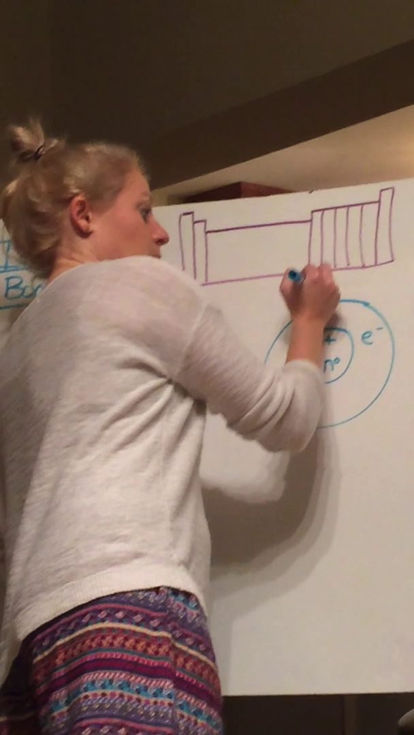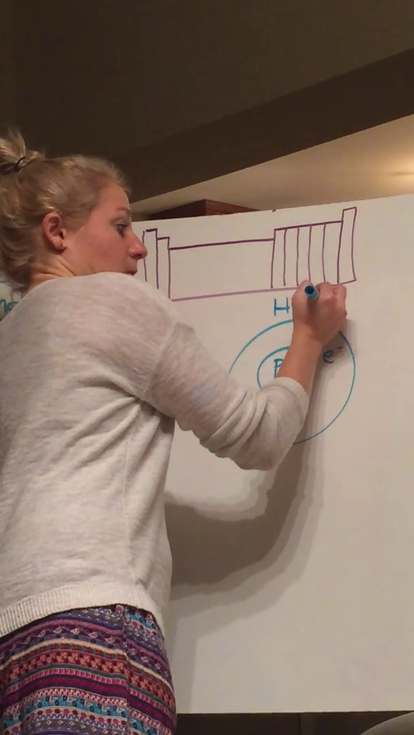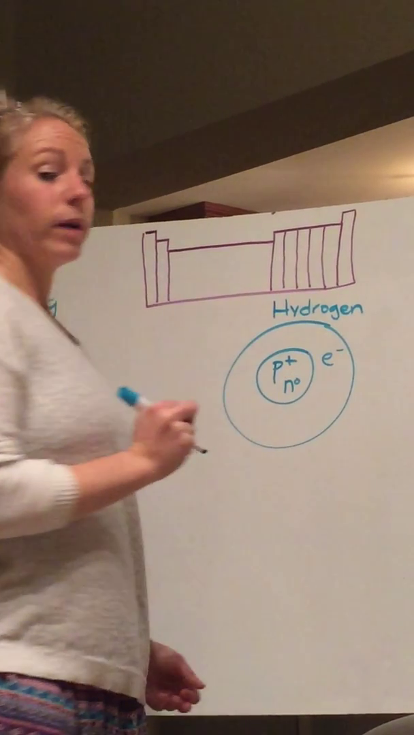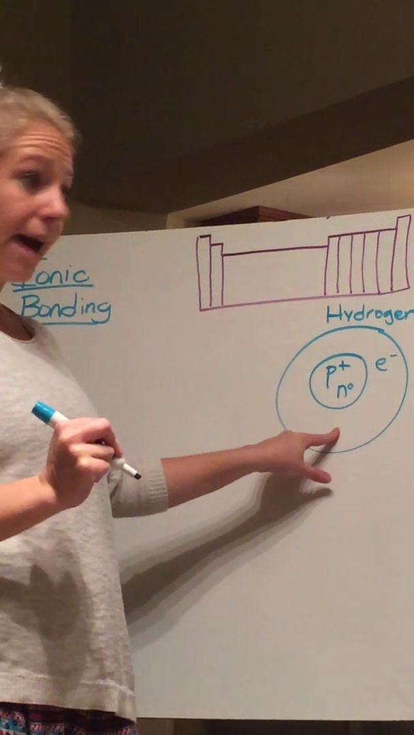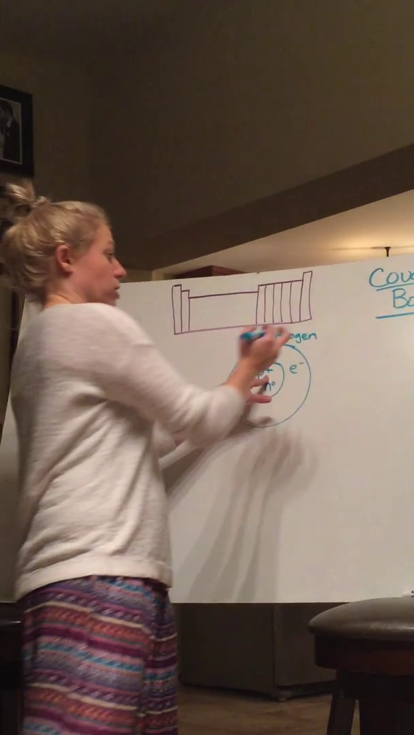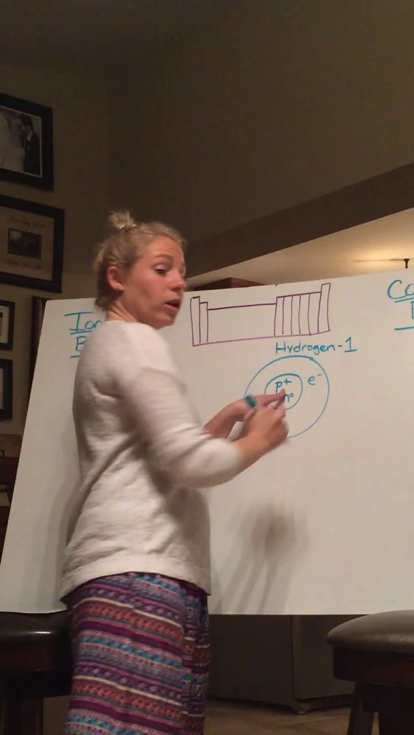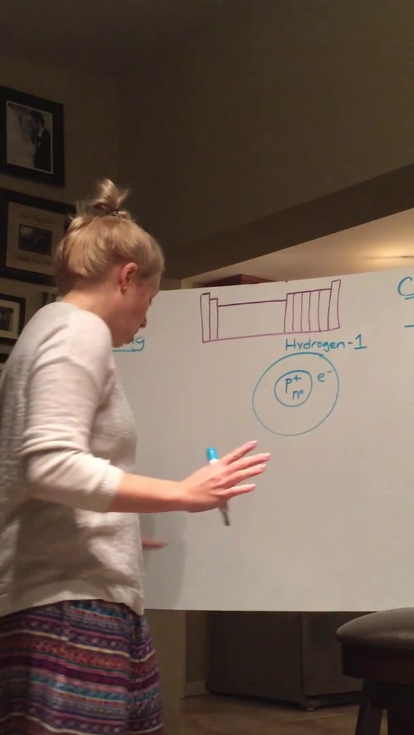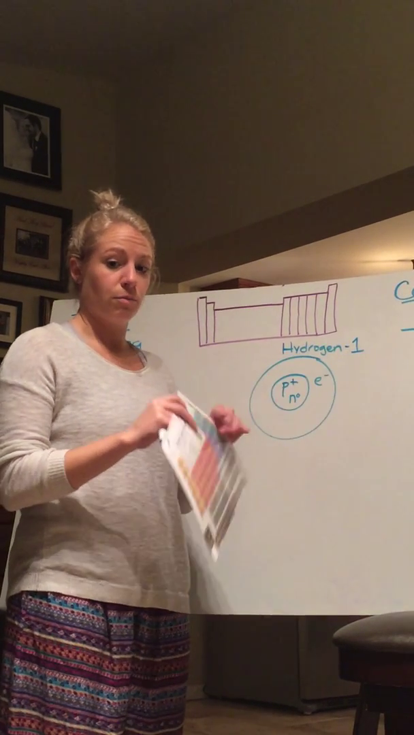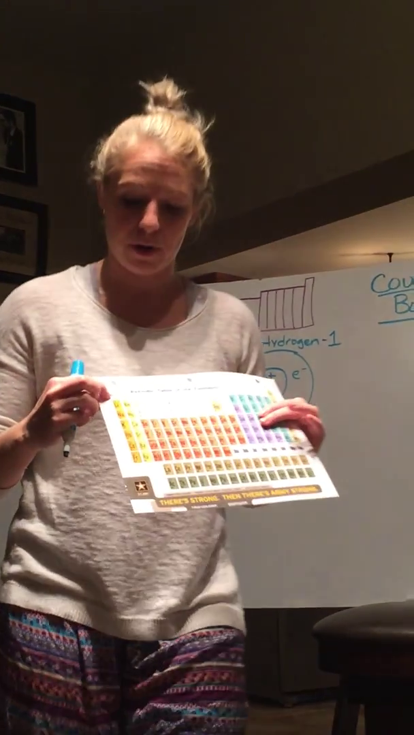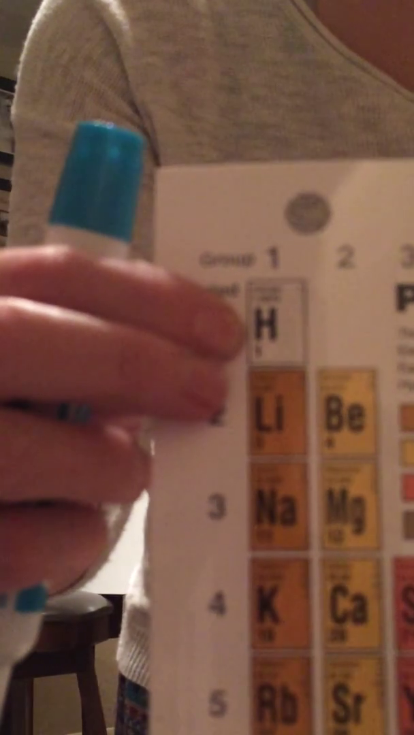I just drew a hydrogen. The reason I know that that is a hydrogen atom is because I drew one proton. All hydrogen atoms, all the time, always, have one proton. That's called the atomic number. It's on the periodic table.